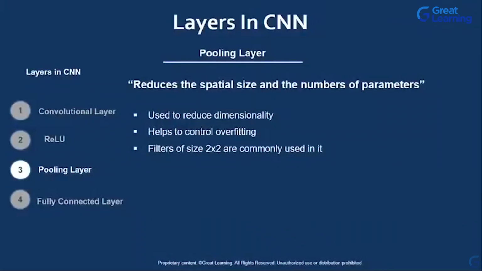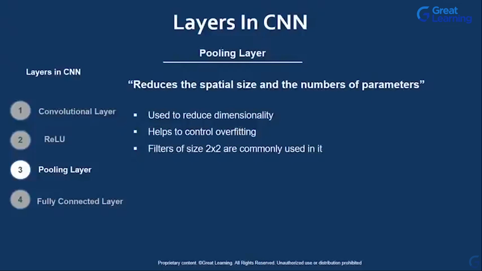Now we will have a look at the pooling layer. What does the pooling layer do? It reduces the spatial size and the number of parameters. This pooling layer also helps us reduce the dimensionality, and helps to control overfitting.